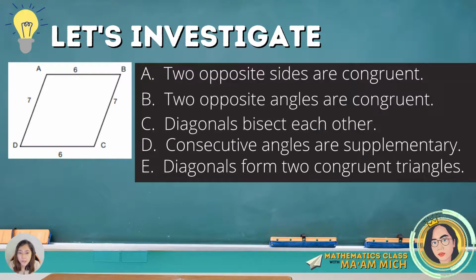B, 2 opposite angles are congruent. C, diagonals bisect each other. D, consecutive angles are supplementary. Or E, diagonals form 2 congruent triangles.